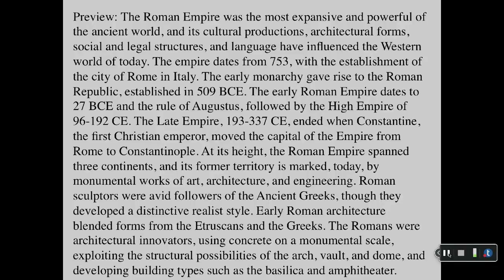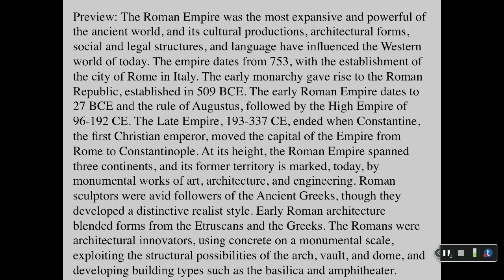The Roman Empire was the most expansive and powerful of the ancient world, and its cultural productions, architectural forms, social and legal structures, and language have influenced the Western world of today. The empire dates from 753 BCE with the establishment of the city of Rome in Italy. The early monarchy gave rise to the Roman Republic established in 509 BCE.